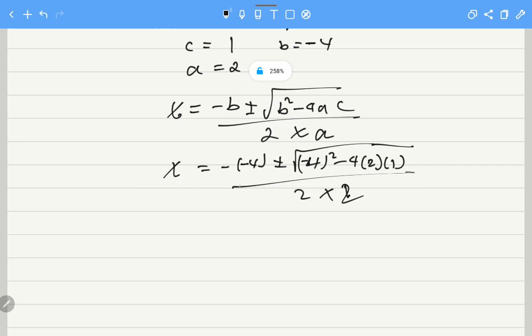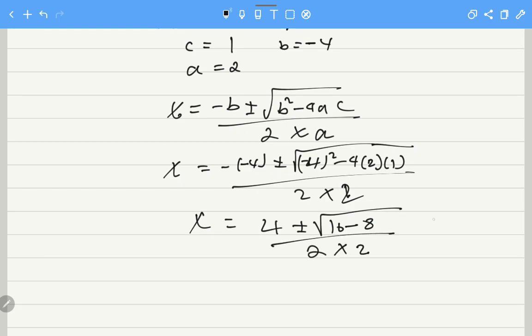So this time you do x is equal to 4 plus or minus the square root of minus 4 squared, which is 16, minus 4 times 2, which is 8, 8 times 1 is 8, everything over 2 times 2. So this is equal to 4 plus or minus the square root of 8, everything over 2 times 2.